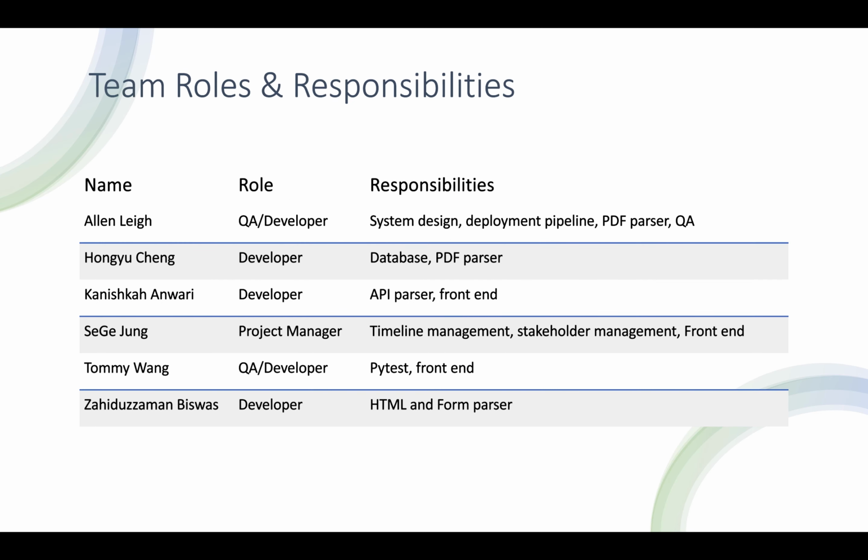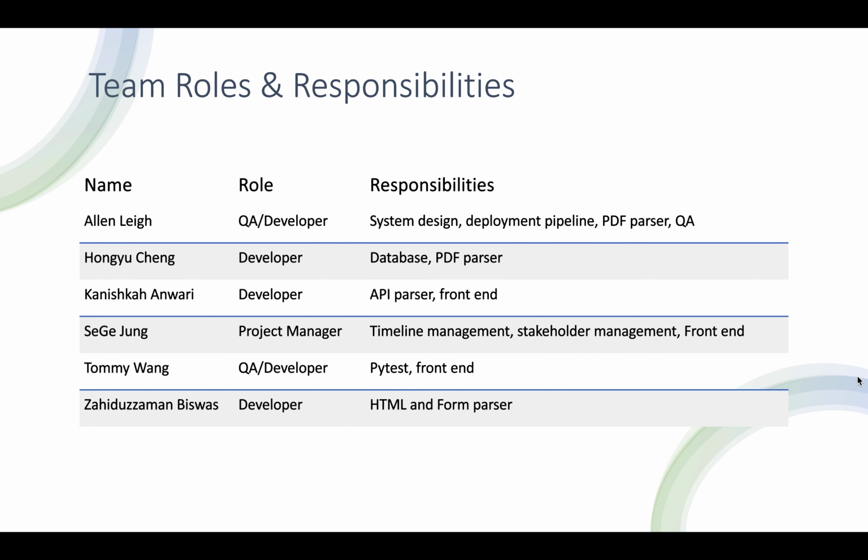Team roles and responsibilities. We had 6 members in total: Alan, Hongyu, Kanishka, Sege, Tommy, and Zahid Zaman. Our roles range from quality assurance to developer to project manager. And the listed responsibilities are the main ones that we were responsible for. But we did work together in a lot of the documentation and a lot of the different projects as well as a team.